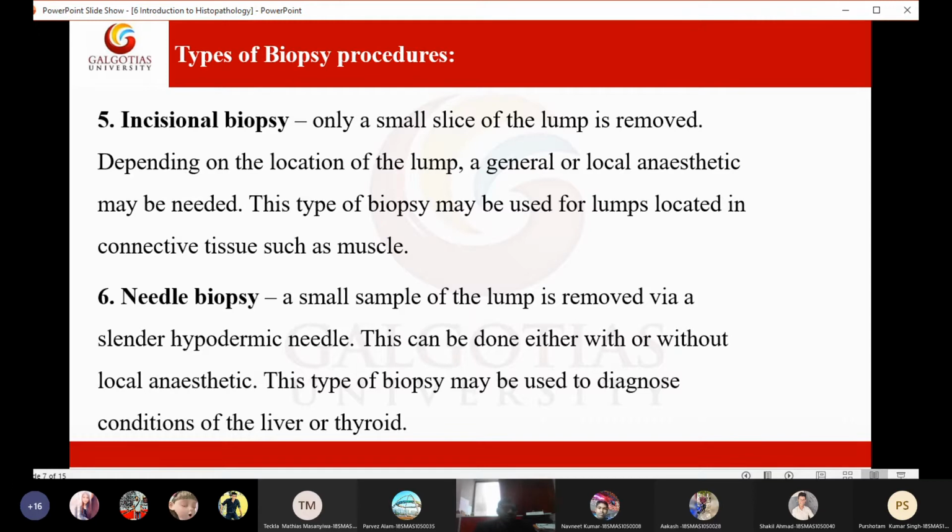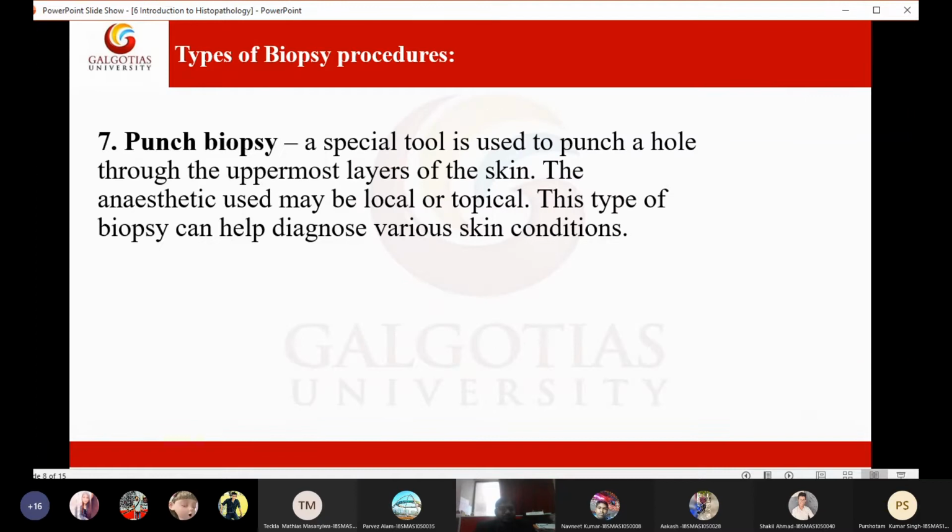Here you can perform it with anesthesia or without anesthesia. There is no fixed rule, you can follow it based upon the patient. If the patient is a little bit scared about this particular test, you can go for local anesthesia. Otherwise, no need for anesthesia.